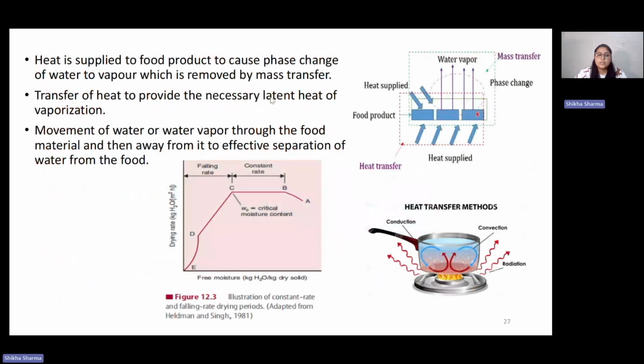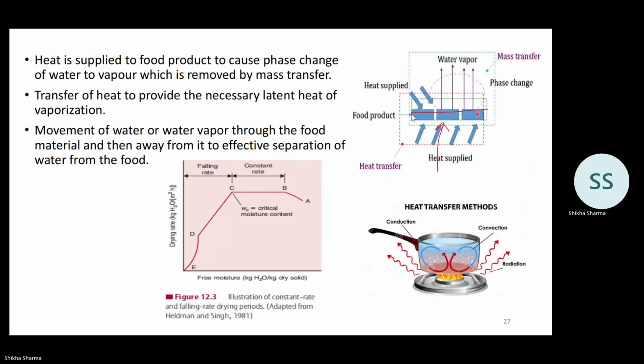Basically, heat is supplied to the food product. This is the food product, and heat is supplied to the food product.